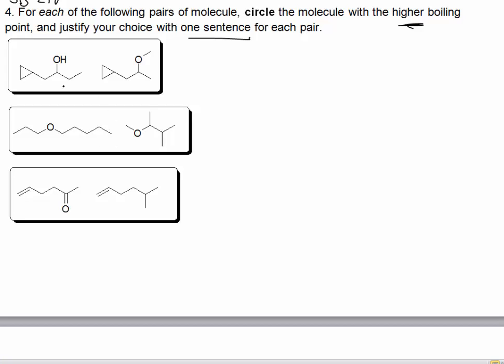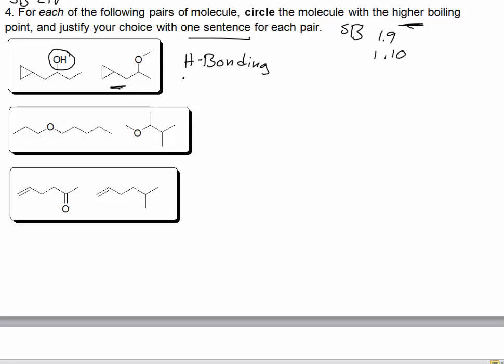So the only difference between these first two is that there's an OH here, and there's not an OH on the right molecule. They both have the same formula, so if you told me that one has a bigger formula than the other, or one has more hydrogens, that's not correct. The only difference is that there's an OH here, and thus we have hydrogen bonding. And of course this is Skill Builder 1.9 and 1.10 if you want to practice this.